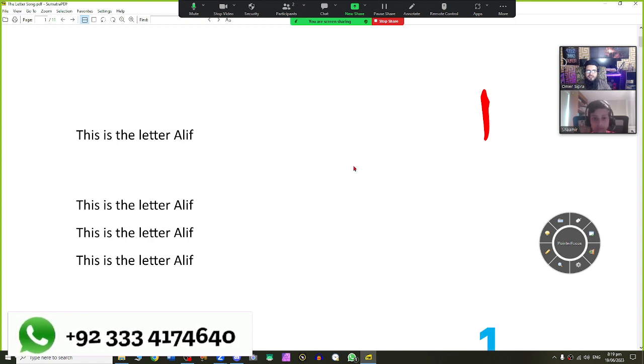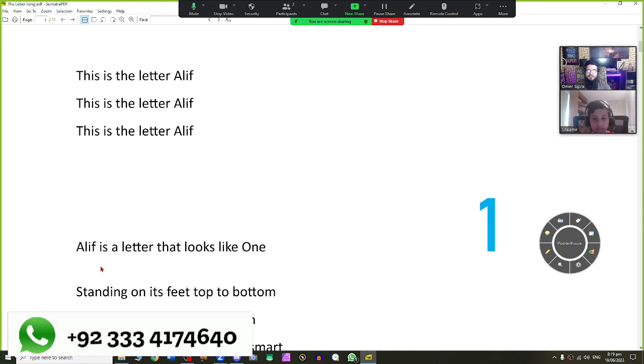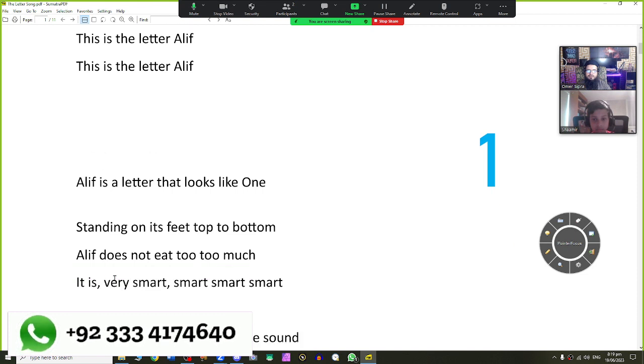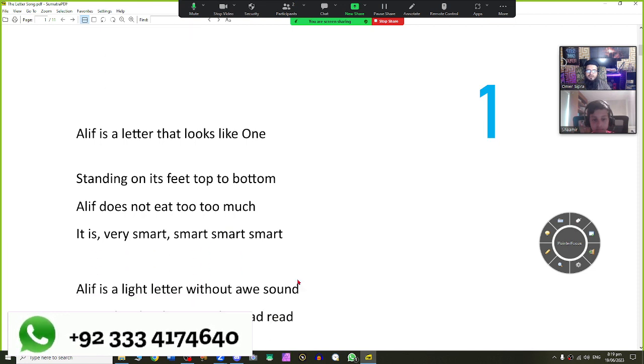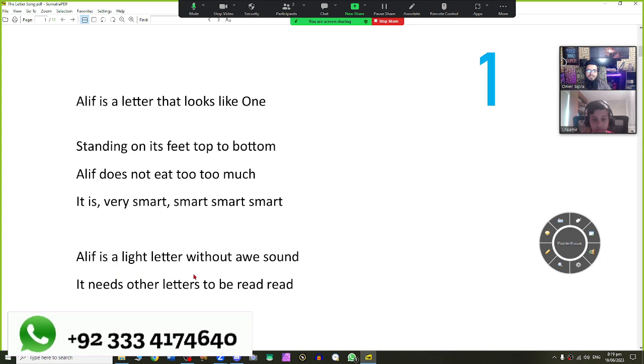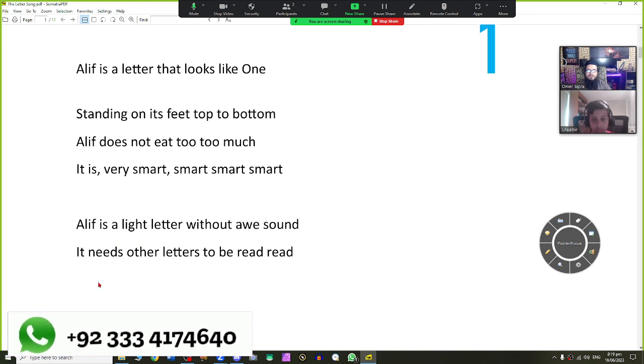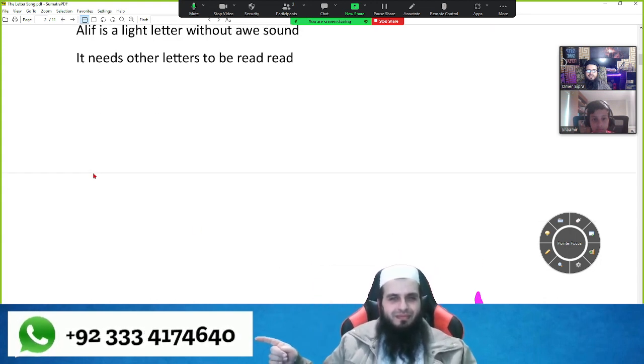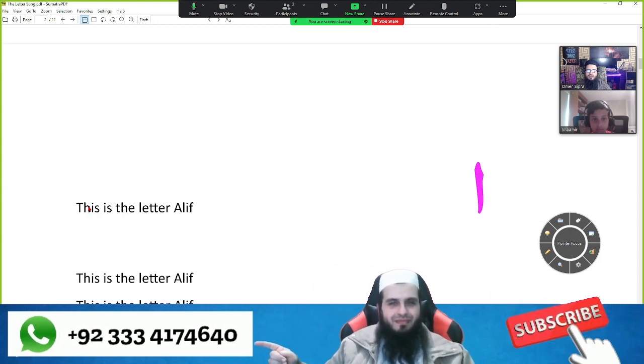This is the letter Alif. This is the letter Alif. This is the letter Alif. This is the letter Alif. Alif is a letter that looks like one, standing on its feet, top to bottom. Alif does not eat too much. It is very smart, smart, smart, smart. Alif is a light letter without a sound. It needs other letters to be read, read. It needs other letters to be read, read.